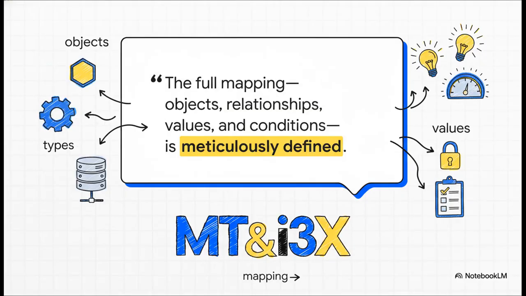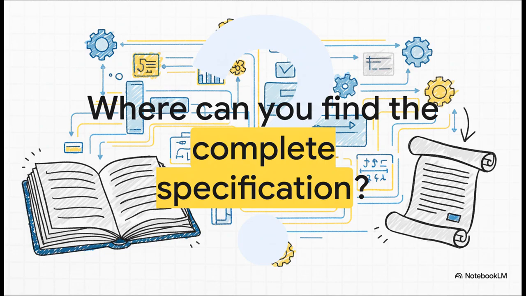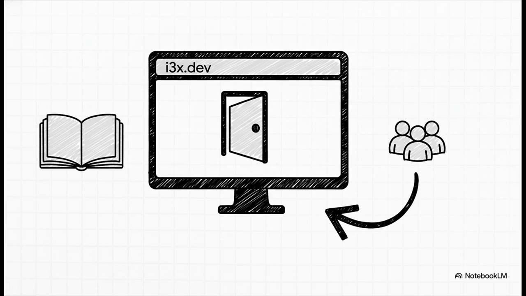So the big takeaway here is that this isn't a partial fix, it's a complete, really well thought out solution. The full mapping, we're talking objects, types, relationships, values, conditions, the whole shebang, is all meticulously defined right there in the MTConnect i3X companion spec. And that naturally leads to the last question, doesn't it? Where can you go to read this whole specification for yourself? It's an open standard, it's fully documented, and it's available for absolutely everyone. Just head on over to i3x.dev.